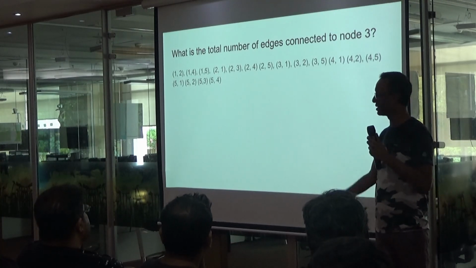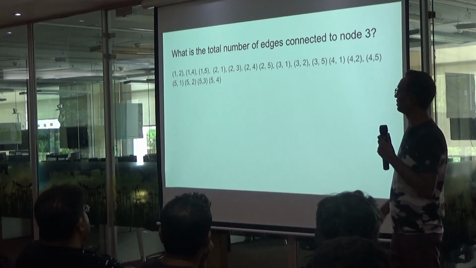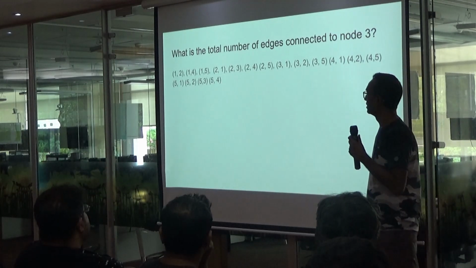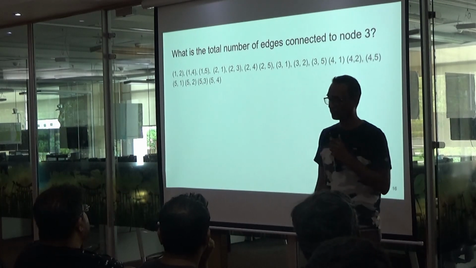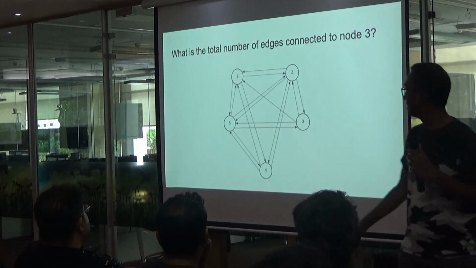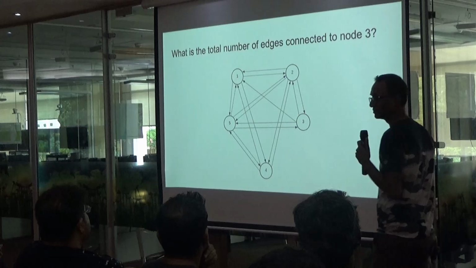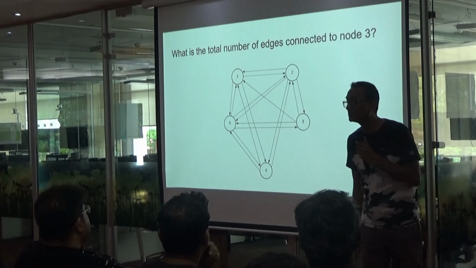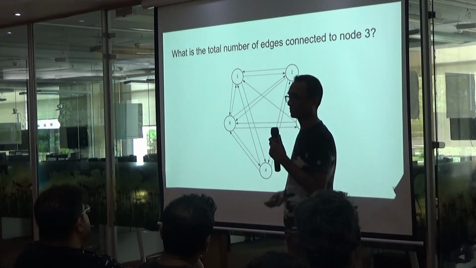This is a representation of a graph. Can you tell me how many edges are connected to node 3? So each one represents a source and a destination of an edge. Was this better? Why? Why is visualization helping you?